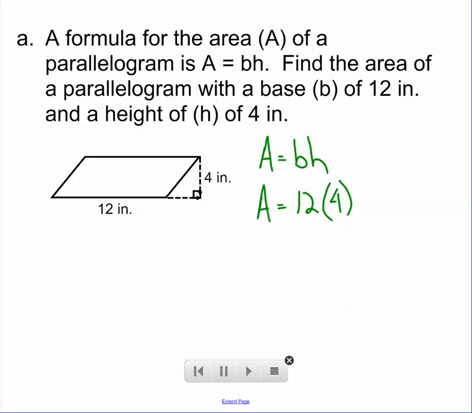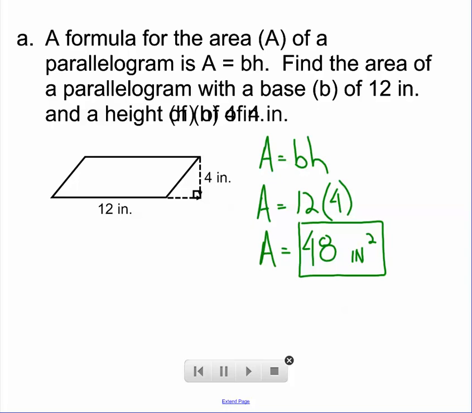And then we'll go ahead and finish evaluating by doing this process, which is just multiplying. 12 times 4 is 48. So the area is 48 square inches.